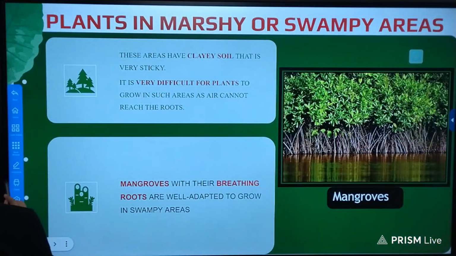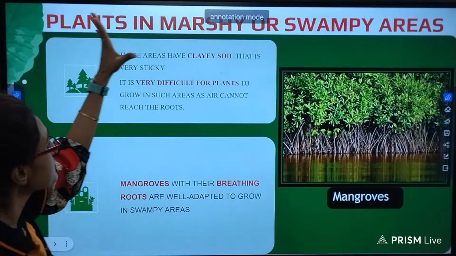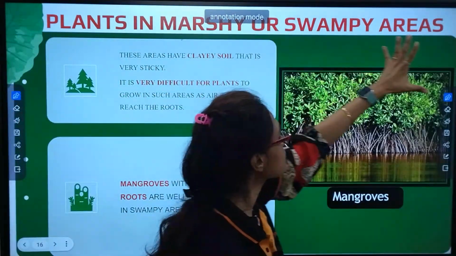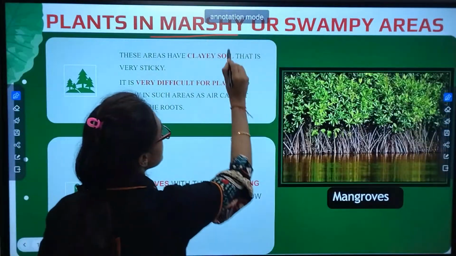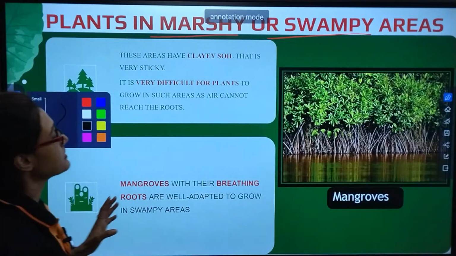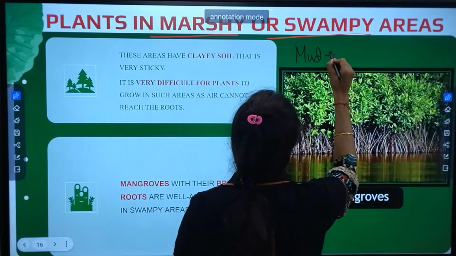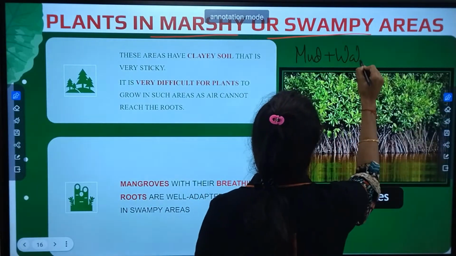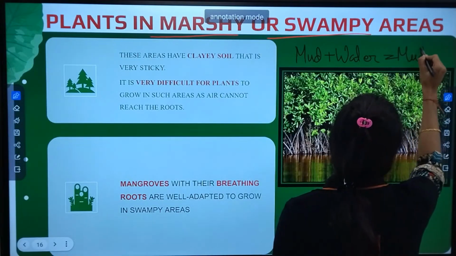So the last topic for today is the plants found in marshy or swampy areas. Now what do the words marshy and swampy mean? Marshy and swampy means mud plus water equal to muddy water.